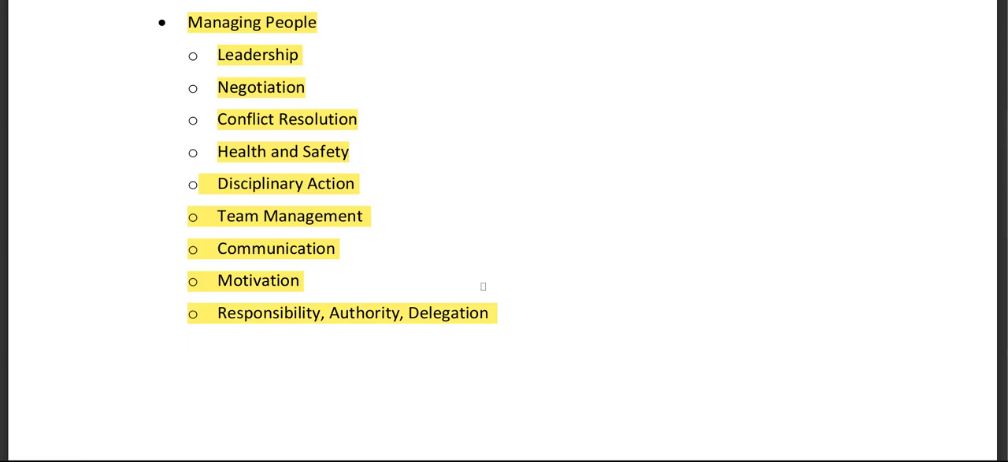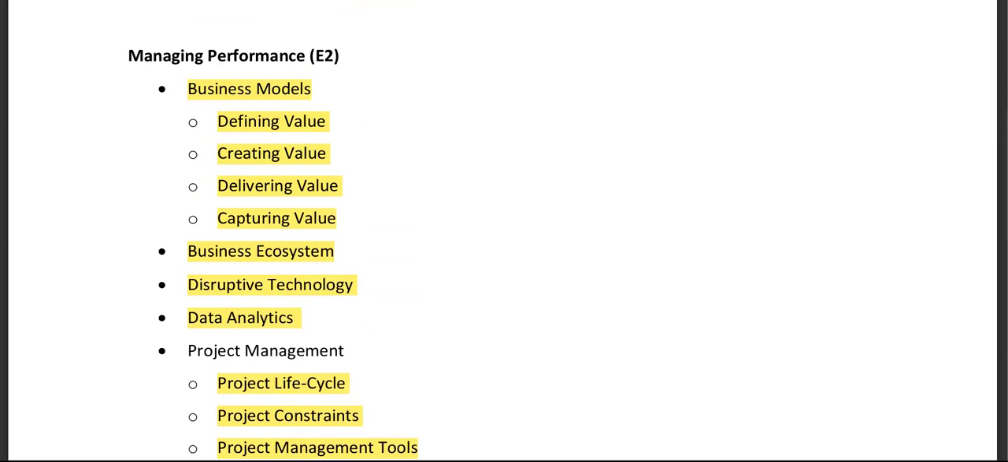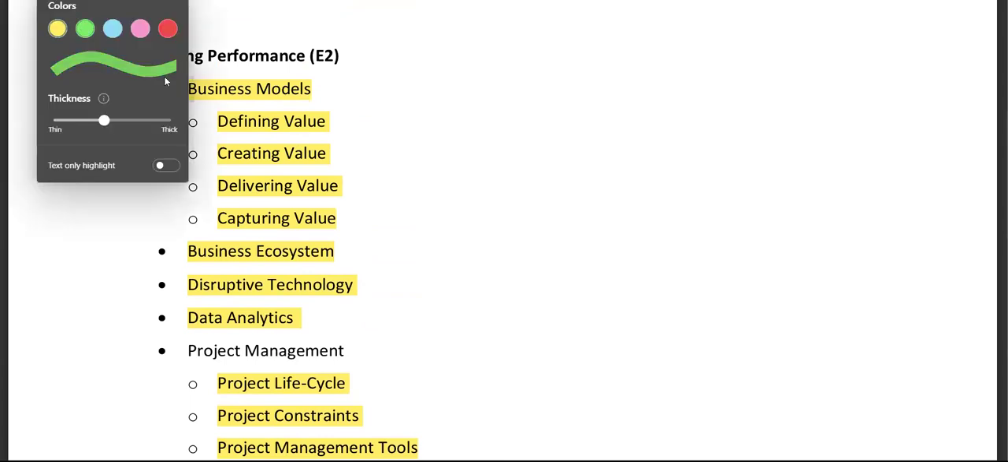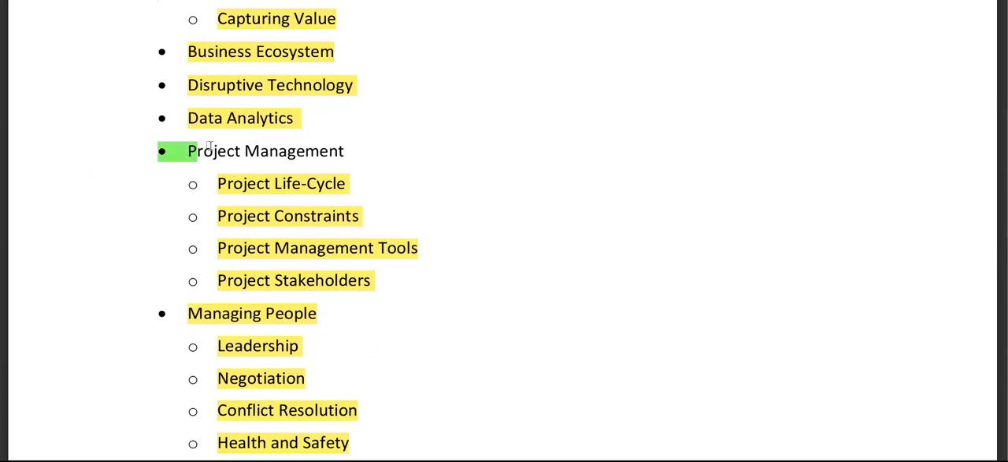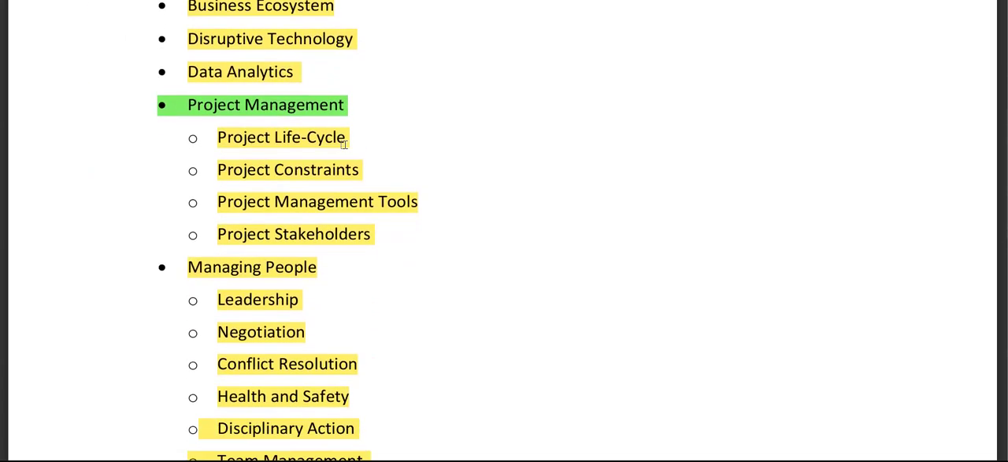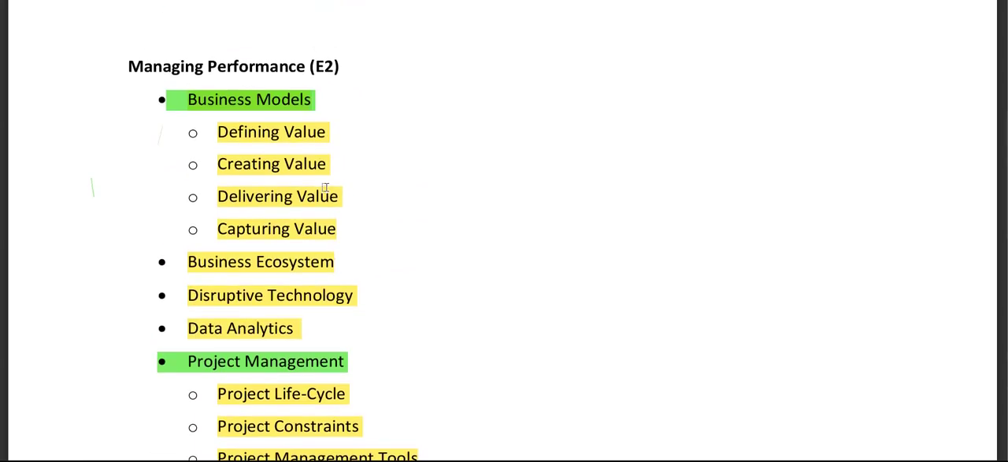So remember, in summary, there are three main topics within the syllabus. We start with business models. And as I mentioned, it's a highly likely scenario. So that's one component of the syllabus. Then we have project management. So be prepared from a technical as well as practical perspective. And then the third component, managing people. So that's the syllabus outline, and we will look at a task relating to E2 next.